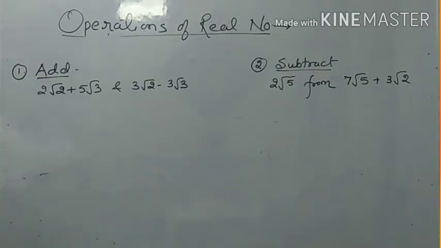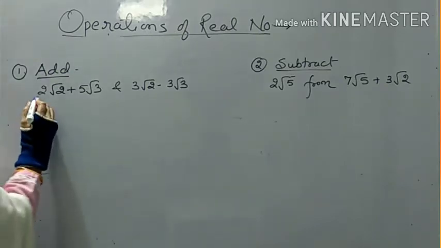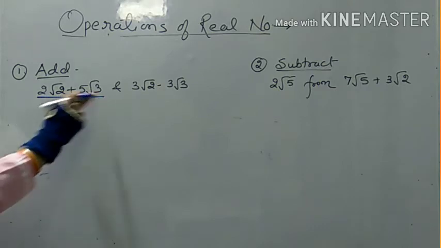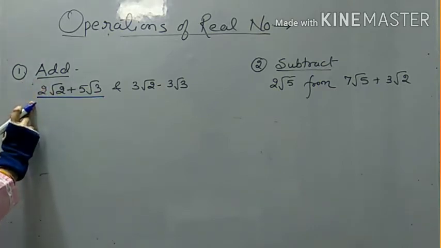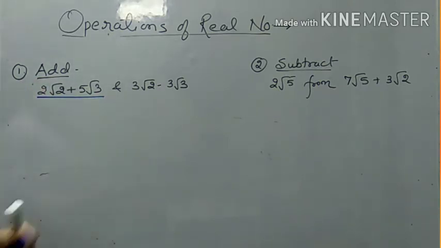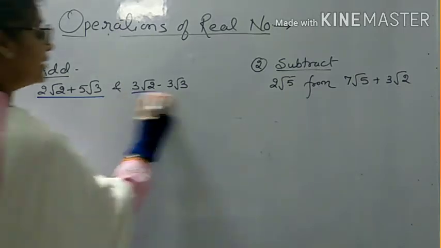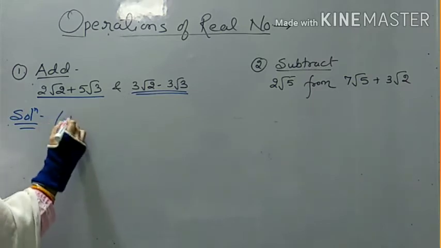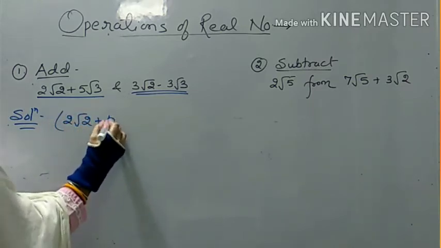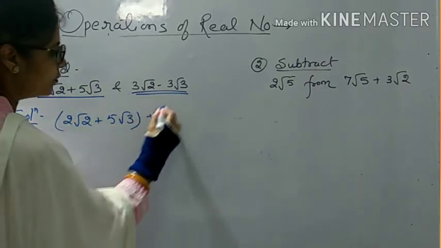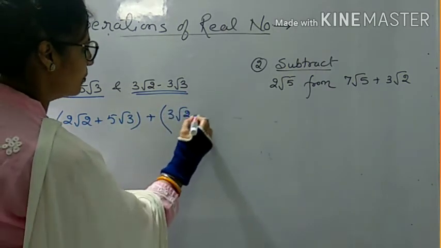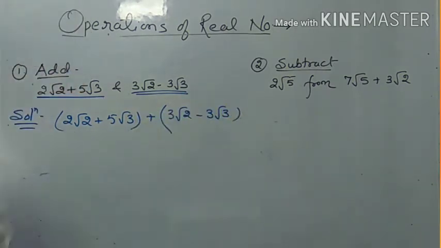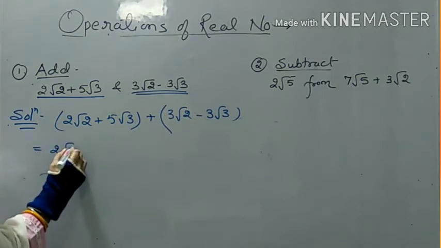Now let us add these two numbers. We are having the two irrational numbers, 2 root 2 plus 5 root 3. This is our first irrational number, and the second irrational number is 3 root 2 minus 2 root 3. So we have to add these two irrational numbers. So to add these two, what we will do? 2 root 2 plus 5 root 3, and we have to add this with 3 root 2 minus 3 root 3. So when we will open the bracket, what we will get?